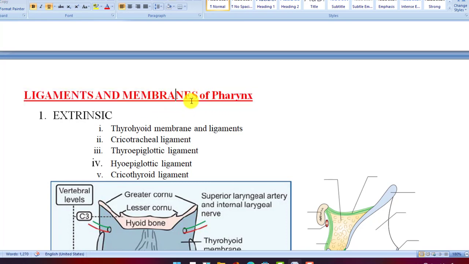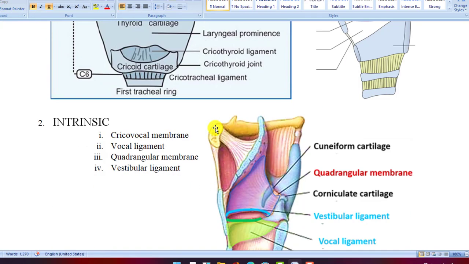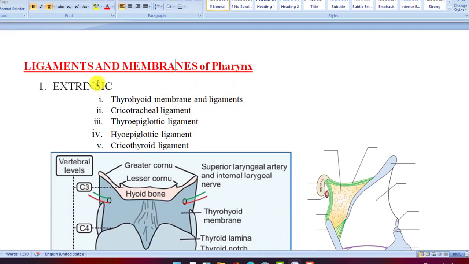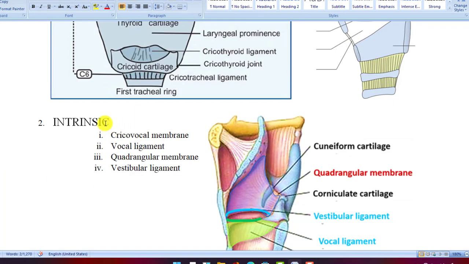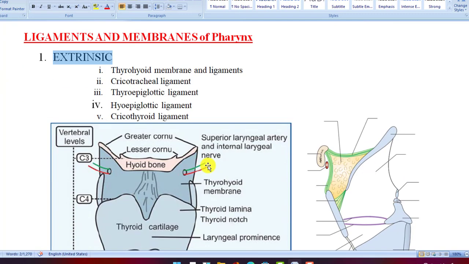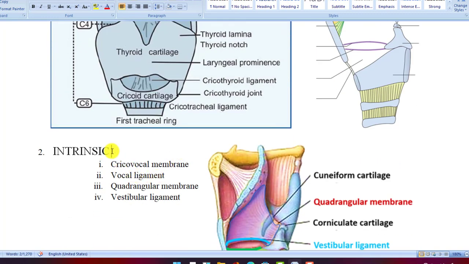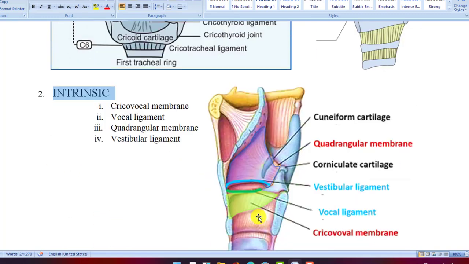All those ligaments which are present in the larynx are about 9 in number and they have been classified into two classes: the extrinsic ligaments and the intrinsic ligaments. Extrinsic are those ligaments which are present outside the cavity of the larynx, and intrinsic are those ligaments which are present inside the cavity of the larynx.